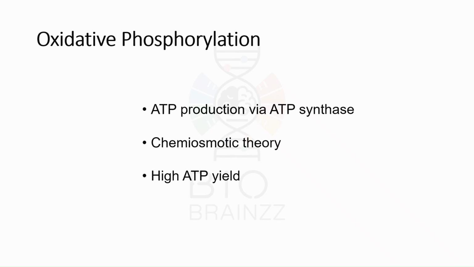Oxidative phosphorylation is the final step of cellular respiration, where ATP is produced using the proton gradient generated in the electron transport chain. ATP synthase is the key enzyme that uses this gradient to synthesize ATP. This process is explained by the chemiosmotic theory. Since this step produces the maximum ATP, it is highly important from an exam point of view.